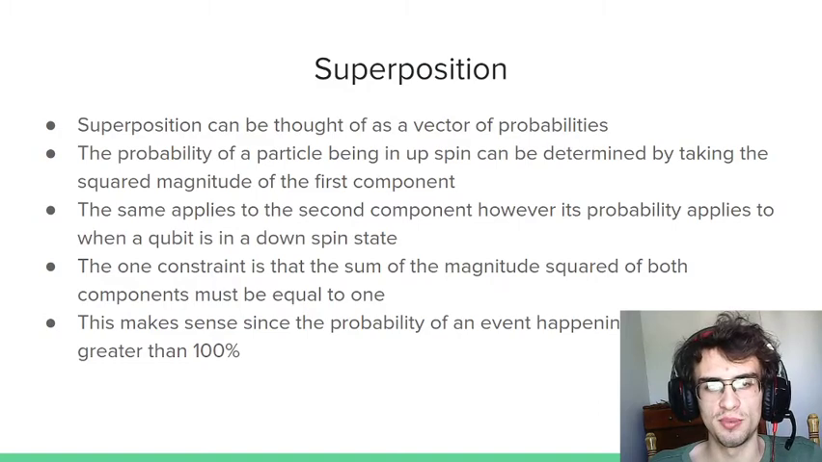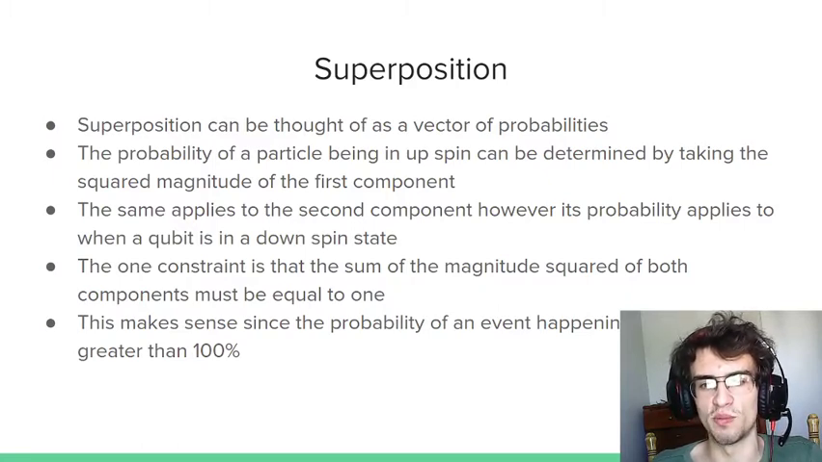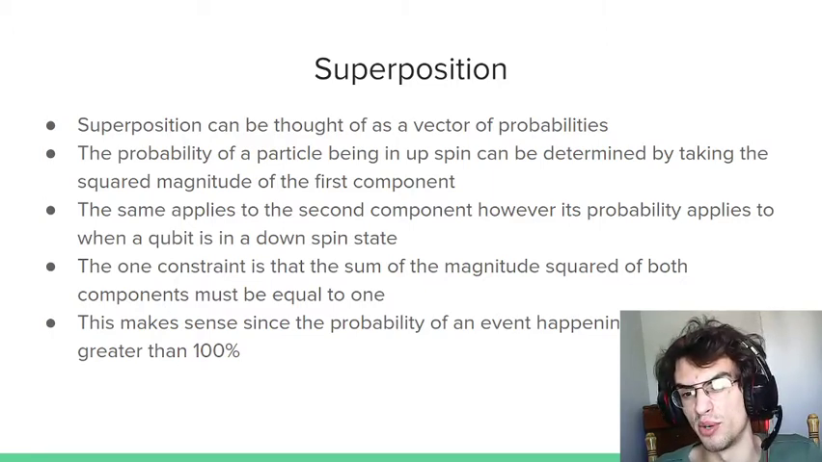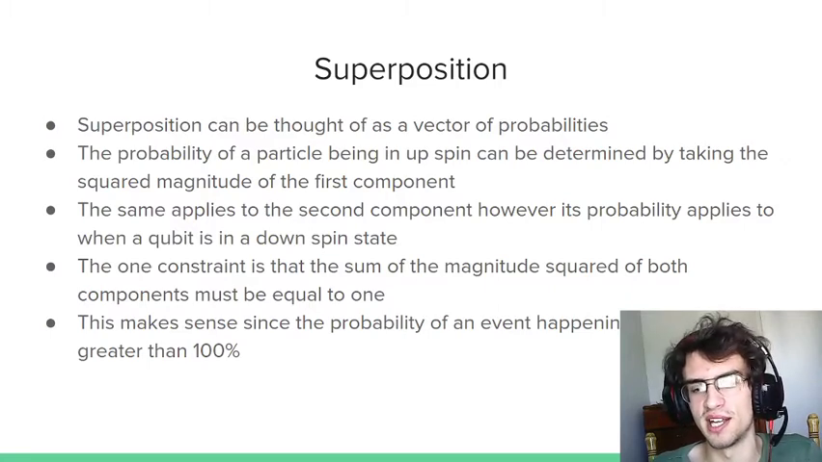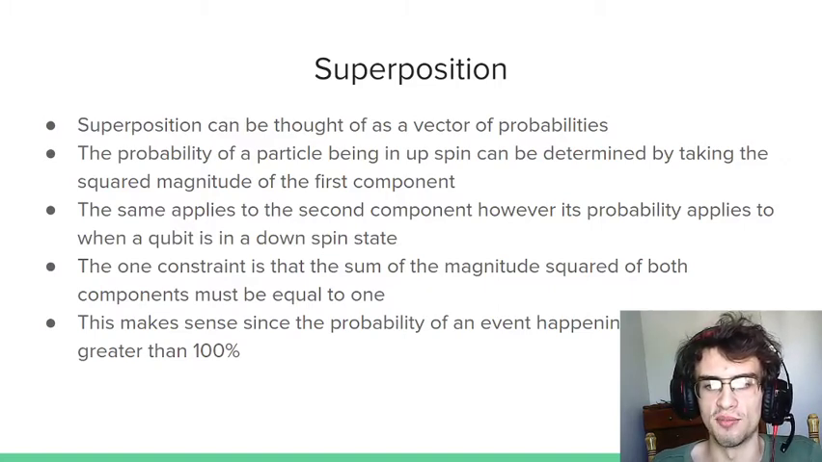Superposition can be thought of as a vector of probabilities. The probability of a particle being in a spin-up position is determined by taking the squared magnitude of the first component of the vector. The same applies for the second component, which would be the probability that it's in a downspin state. The one constraint that applies to qubits is that the sum of the magnitude squared of both components must be equal to 1.